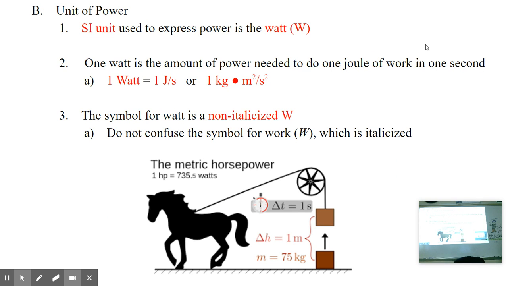So the SI unit for power is the watt, as I mentioned. It's a capital W. Okay? And 1 watt is equal to 1 joule per second. So work per second.